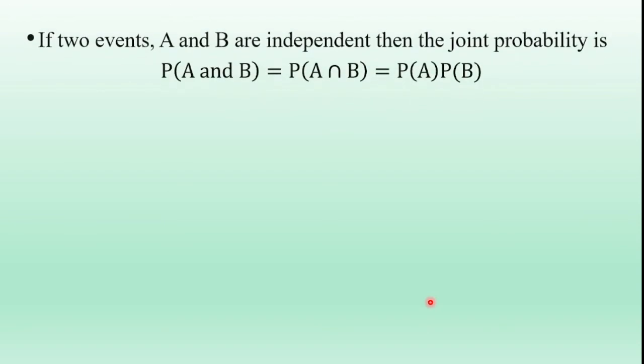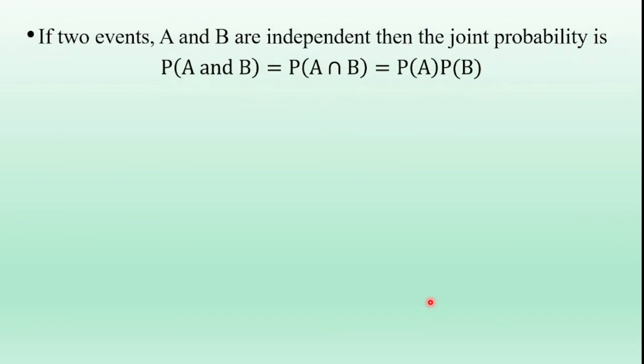And the example of independent and dependent event. Okay, before going to the example, the condition of the independent event is: if two events, capital A and capital B, are independent events, then the joint probability, probability of A and B, also written as A intersection B, is equal to probability of A times probability of B. So two events A and B are said to be statistically independent if probability of A intersection B is equal to probability of A times probability of B.